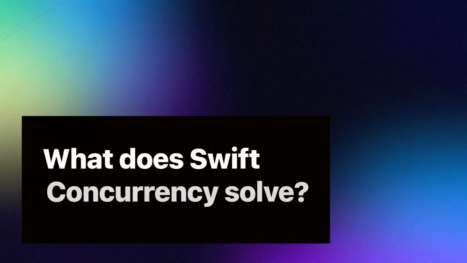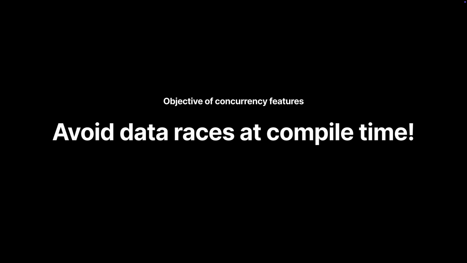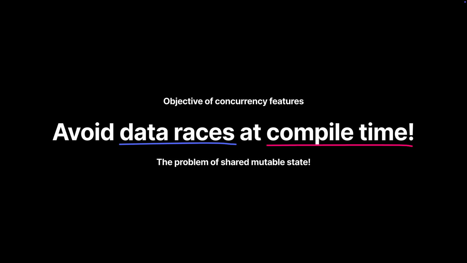So let's start with one key question. What does Swift concurrency solve? The main objective of Swift concurrency is to avoid data races at compile time, basically avoid sharing an unsafe mutable state. Let's break that down. First, what's a data race?